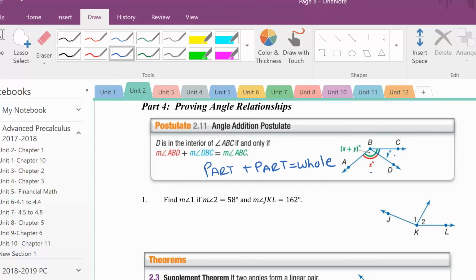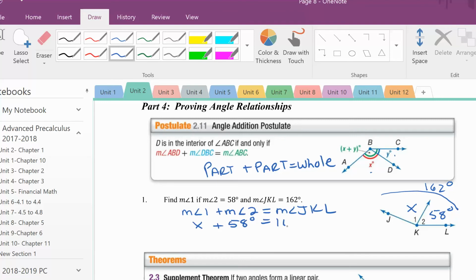So if you look at the picture here, it says find the measure of angle 1, and we'll call that x. If the measure of angle 2 is equal to 58, and the whole thing is equal to 162, we can set up an equation, because we know the measure of angle 1 plus the measure of angle 2 is equal to the whole thing, which is the measure of angle JKL. So x plus 58 degrees equals 162 degrees.